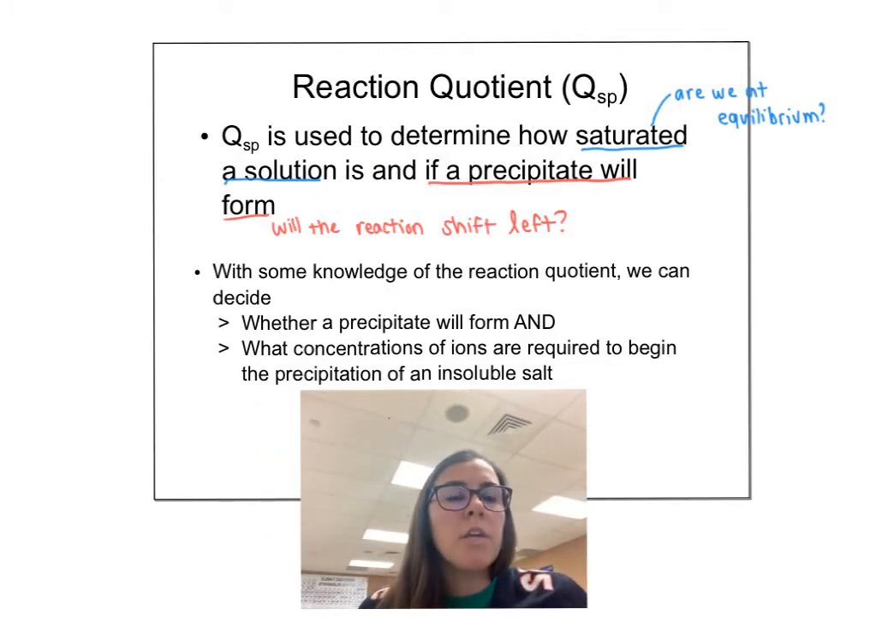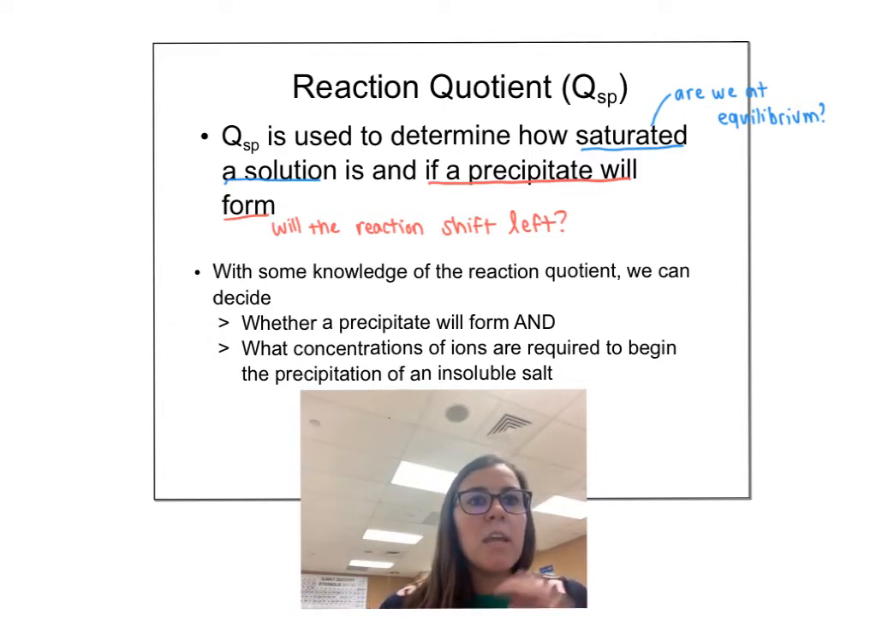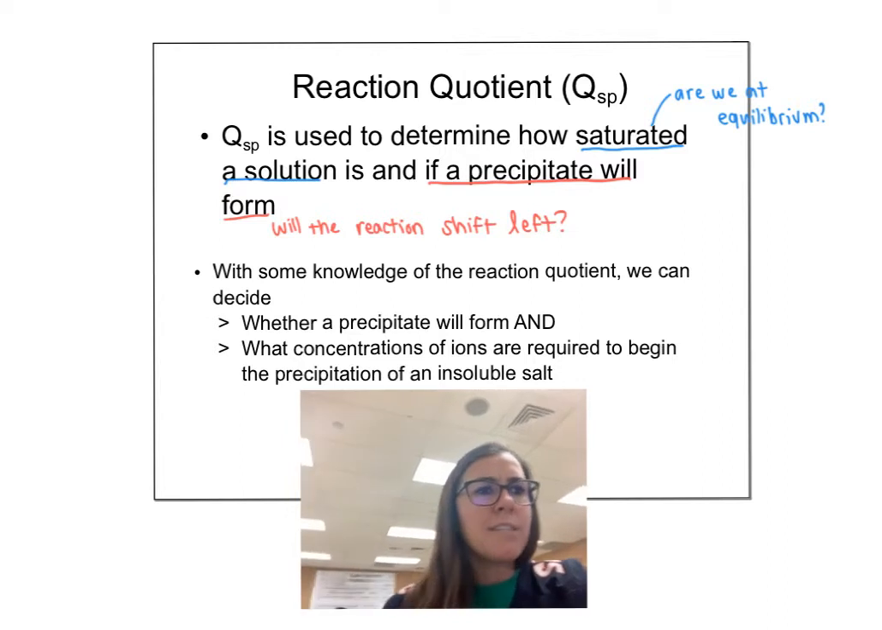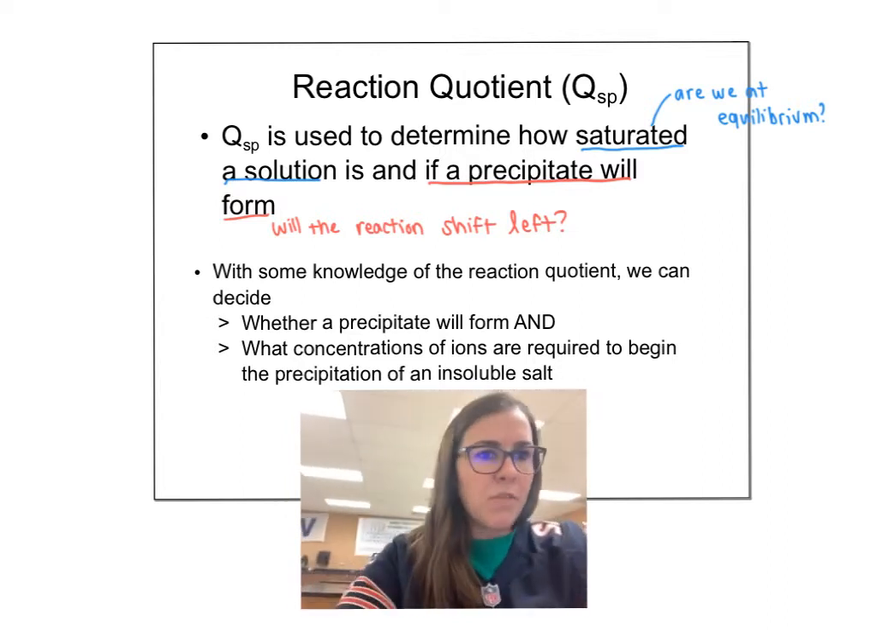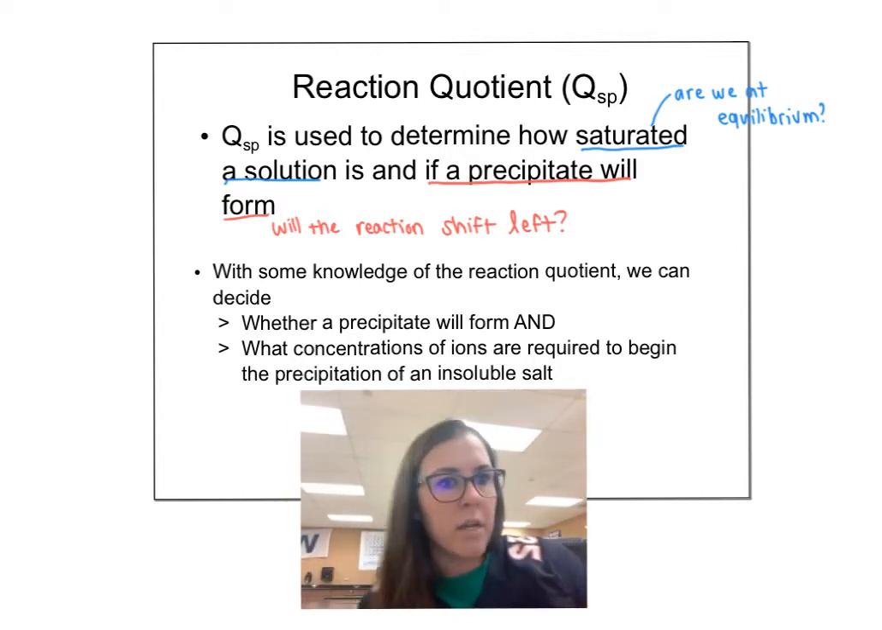All right, we saw Q versus K last unit in equilibrium, but now we're going to look at something called QSP. What QSP is, it's used to determine how saturated a solution is and if a precipitate will form. Well, that sounds kind of complicated. Why can't we just relate that to what we've been doing? So here we go, I will.